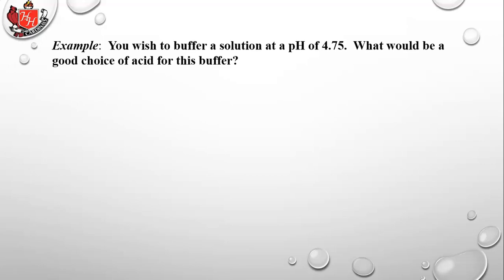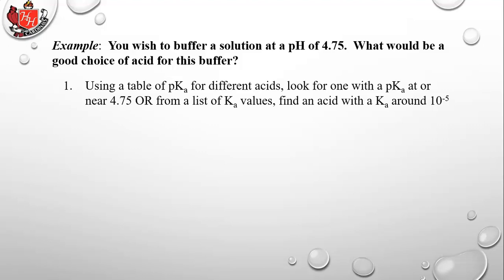So example, you wish to buffer a solution at a pH of 4.75. What would be a good choice for the acid for this buffer? Using a table of pKa for different acids, look for one with a pKa at or near 4.75, or from a list of Ka values, find an acid with a Ka around 10 to the -5th. Remember, we did that little exercise with pHs, and I gave you concentrations of hydronium ions, and I said try to guess what the pH would be. It's the same thing here. If you want a pKa that's around 5, then you pick a Ka value that's around 10 to the -5. That will give you that.